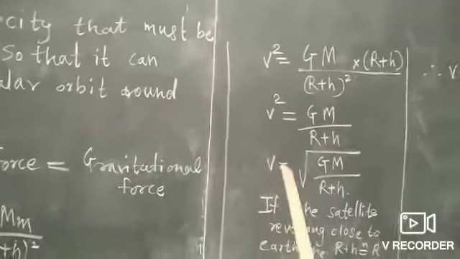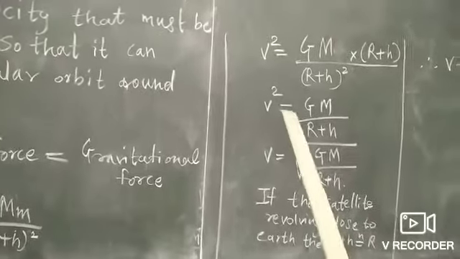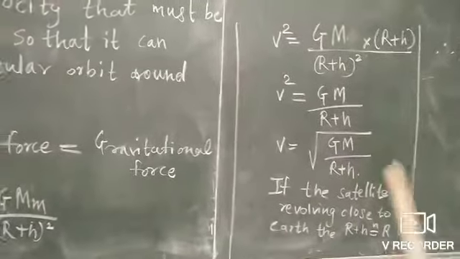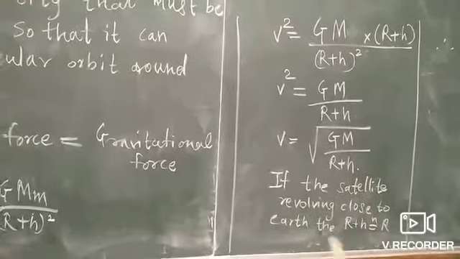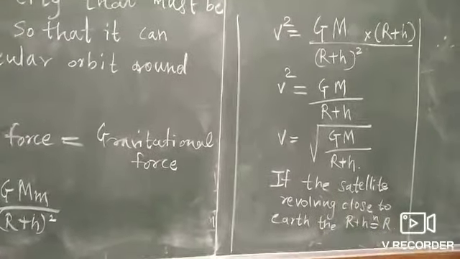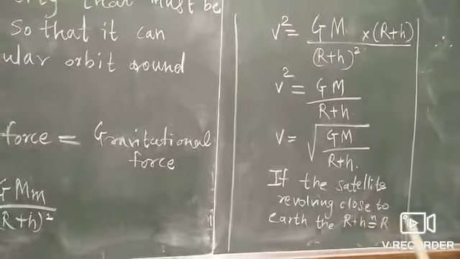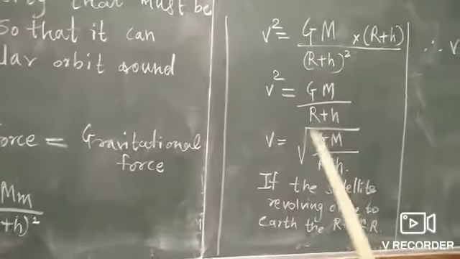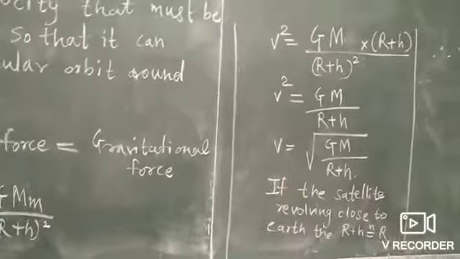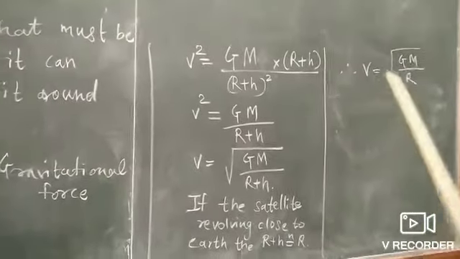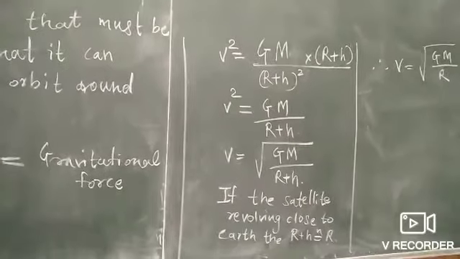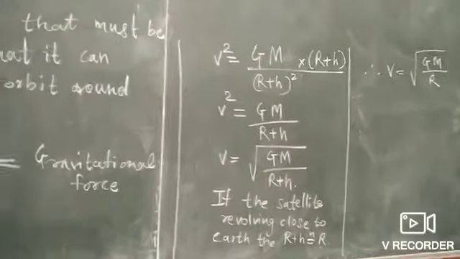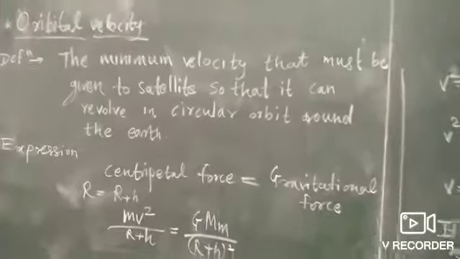Here is v squared, we can write v. V is equal to what? We are getting root of GM upon r. So here one condition you have to know: if the satellite is revolving close to the earth's surface, at that time we have to consider r plus h is nearly equal to r. So instead of this r plus h we can put r. So we will get this formula: v is equal to root of GM upon r. This is the expression for orbital velocity, or you can say critical velocity.